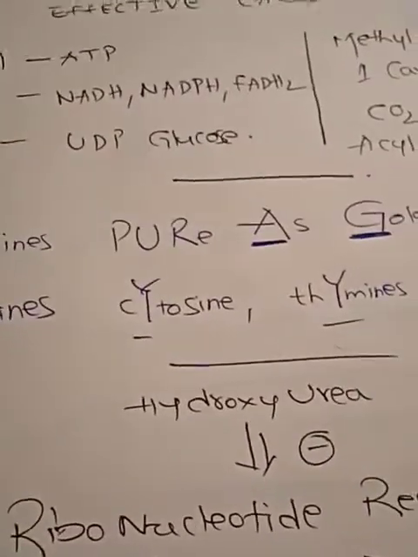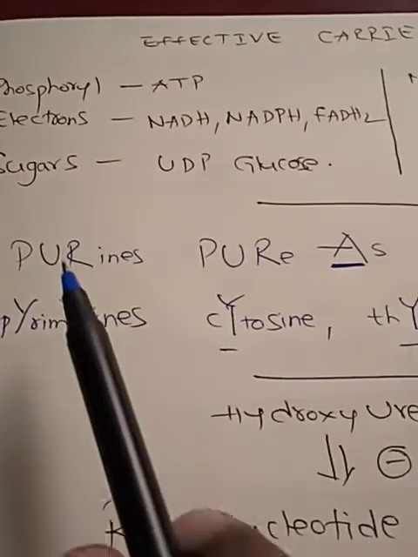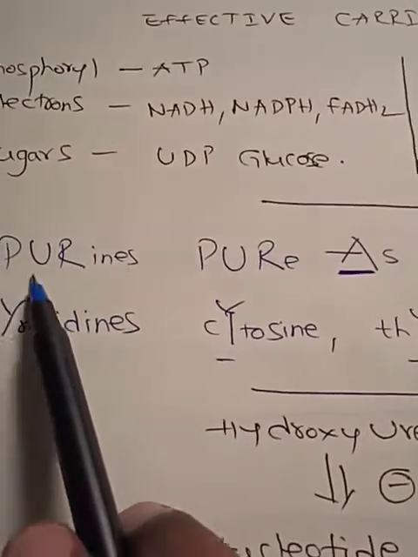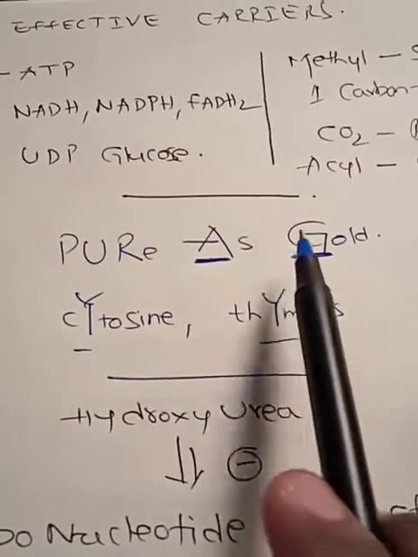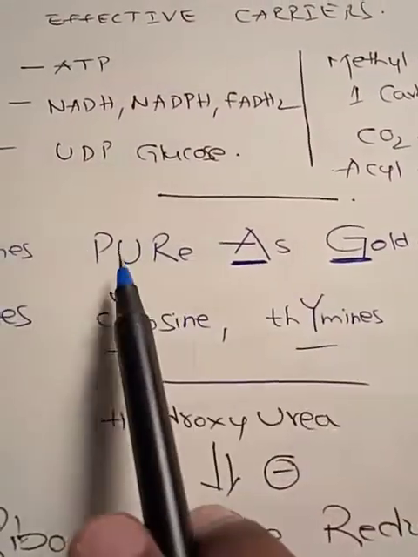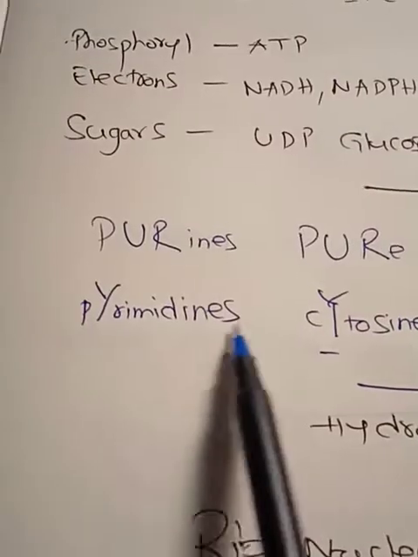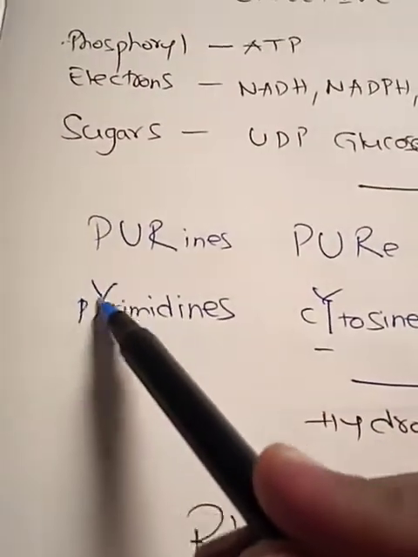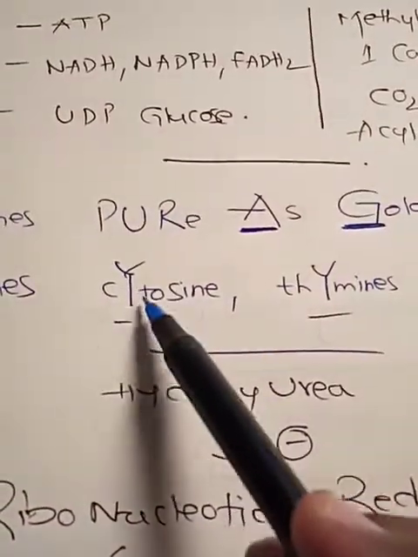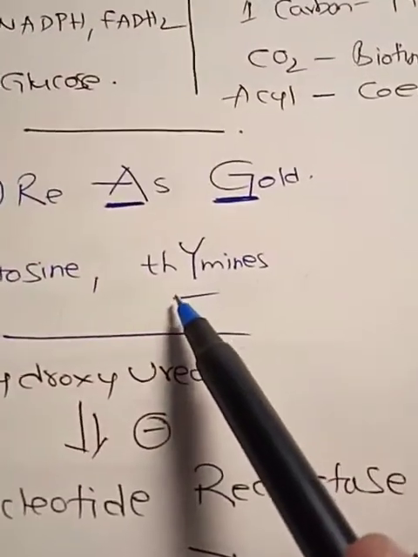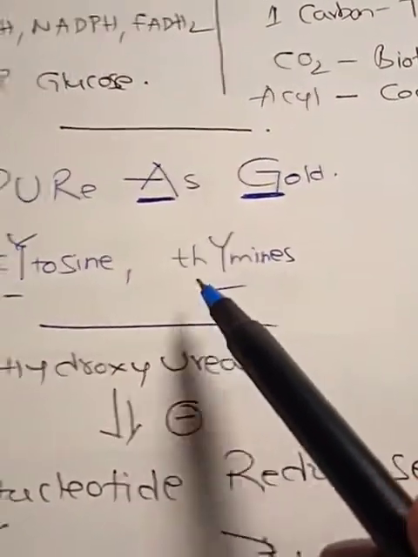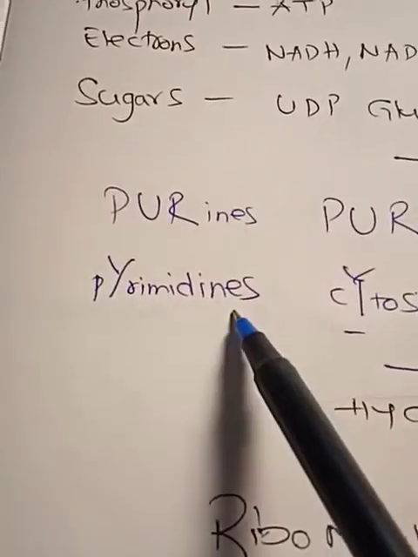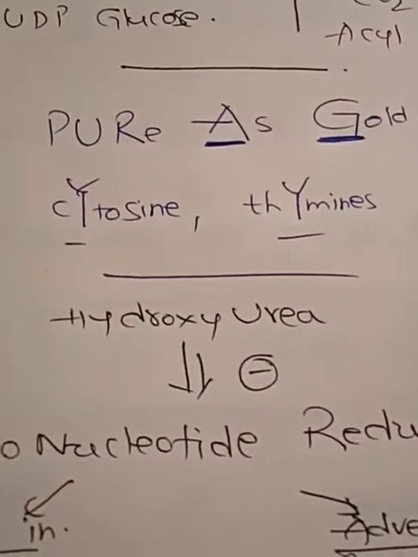Now, how will you remember purines and pyrimidines? Purines, pure as gold. Adenine and guanine are purines. Pyrimidines, remember this big Y. Cytosine, thymine, both of them are having a big Y. So that is the reason they are pyrimidines is what you should remember.